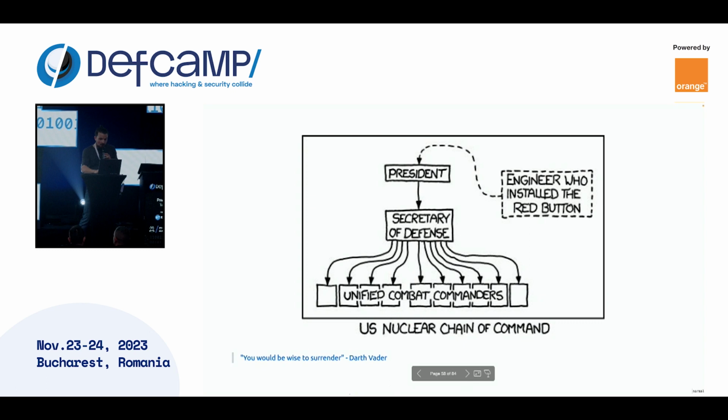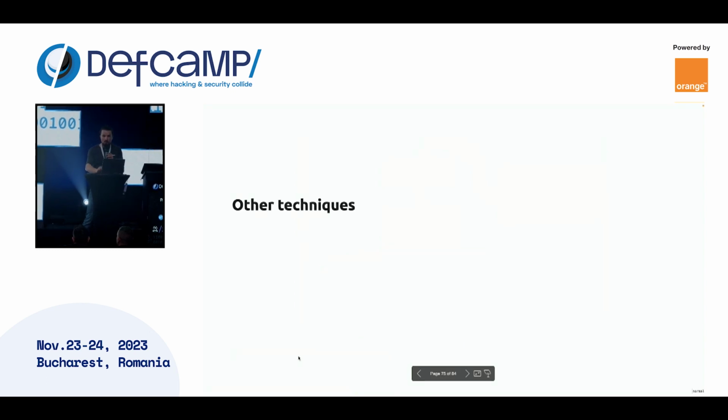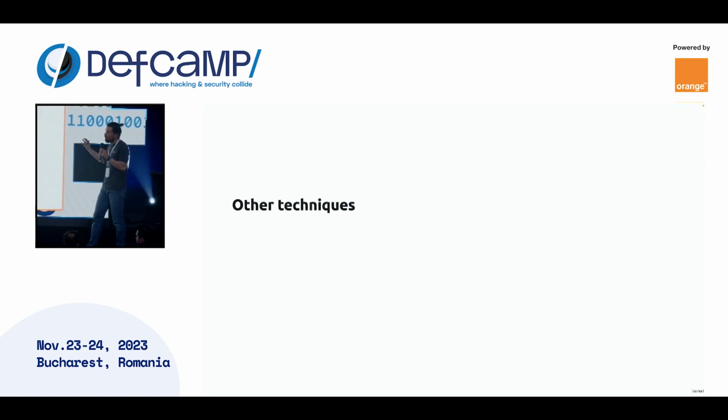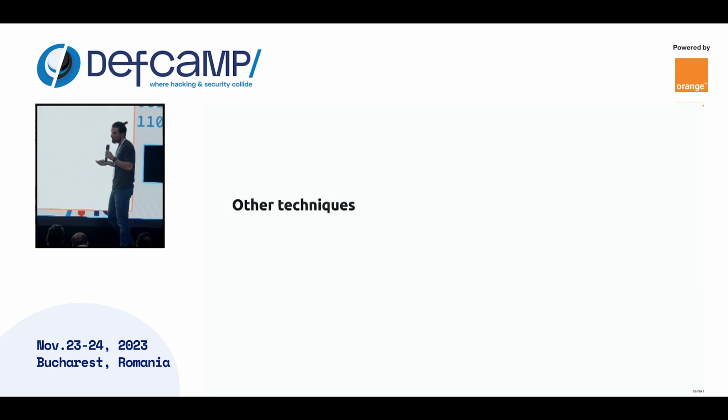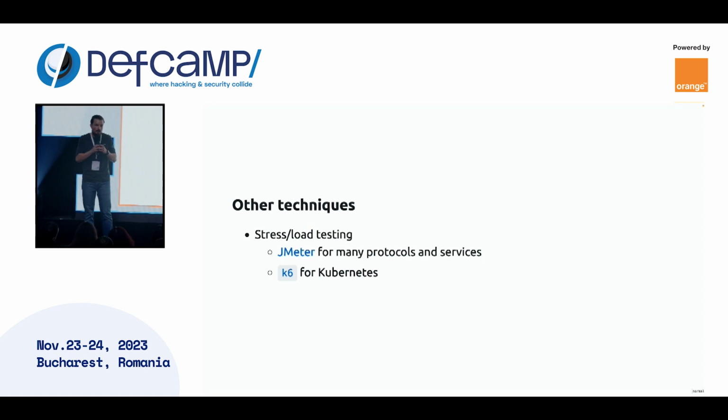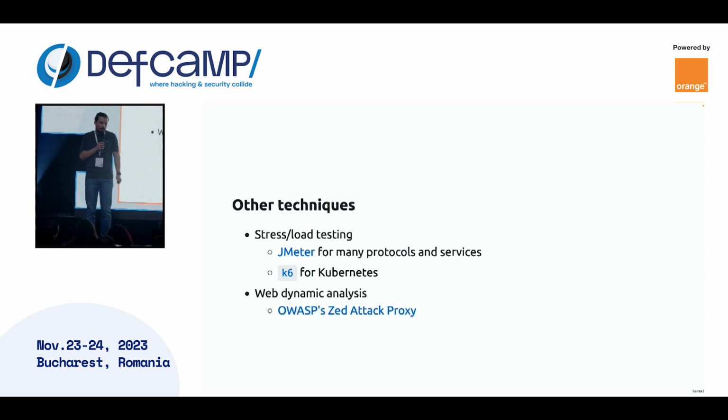I will surrender, so I will skip to the conclusions. There are other vulnerability detection techniques that you can see in the workshop, namely ossfortress.io. For example, dependency scanning. But other techniques that I want to mention are stress testing or load testing with JMeter or K6 for Kubernetes, and web dynamic analysis, for example, with OWASP ZAP.